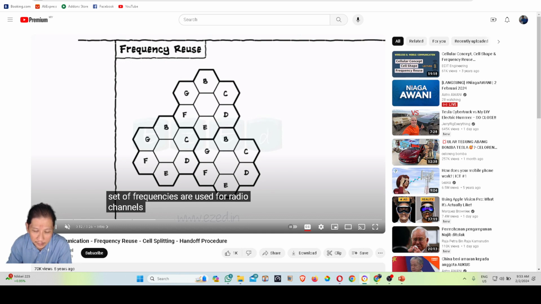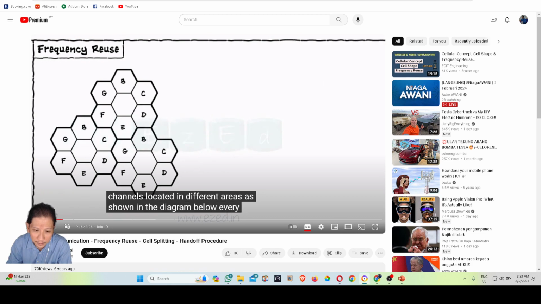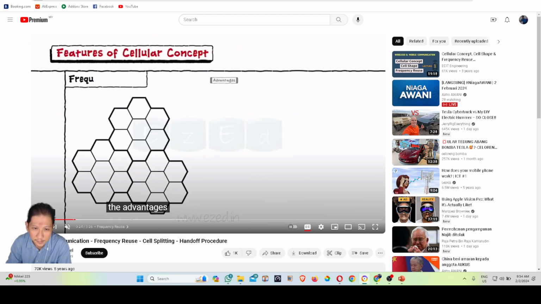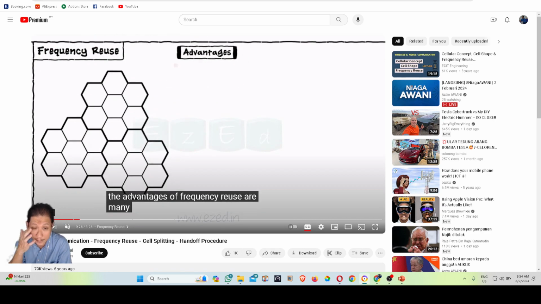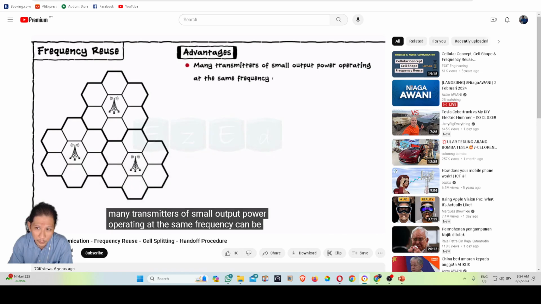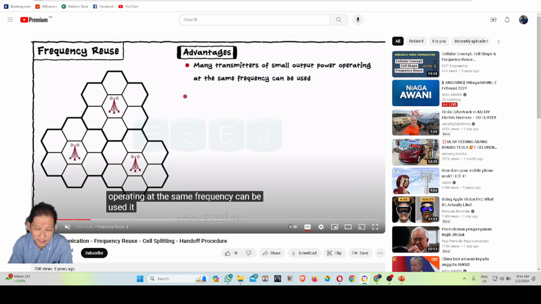This one is for the radio channel, and then it is located in different areas. And every cell uses the same set of frequencies. Okay, we have its advantages. The advantage is that it transmits smaller output power operating at the same frequency that can be reused, which means that it can amplify the frequency. This one is the advantages.